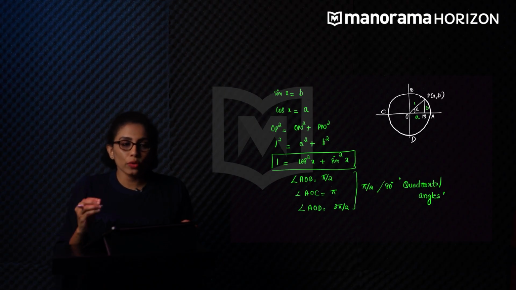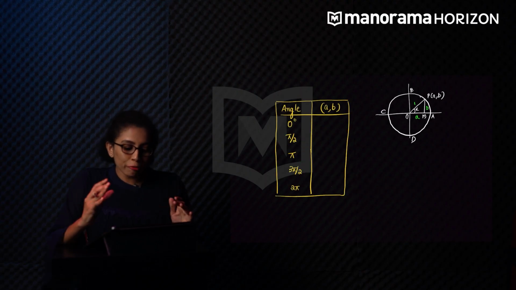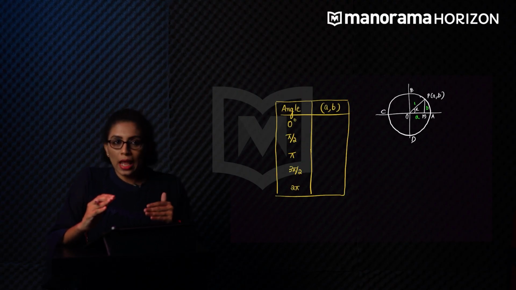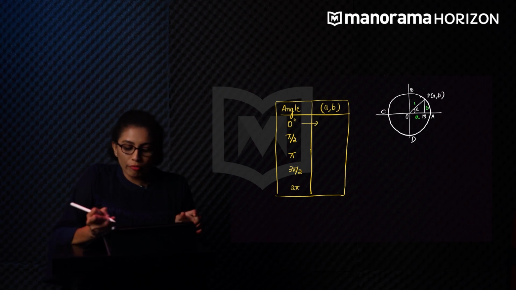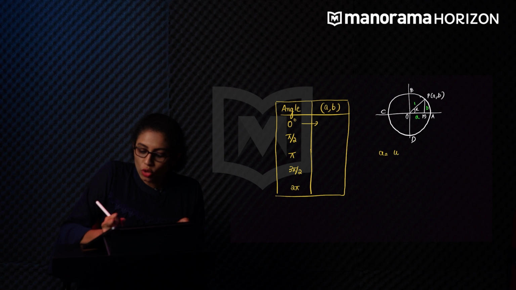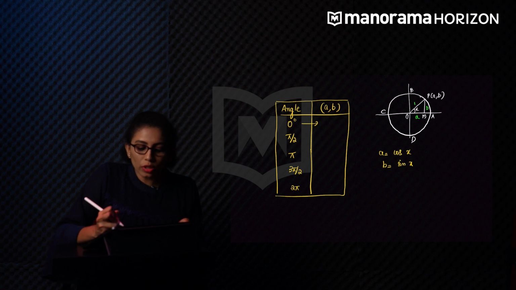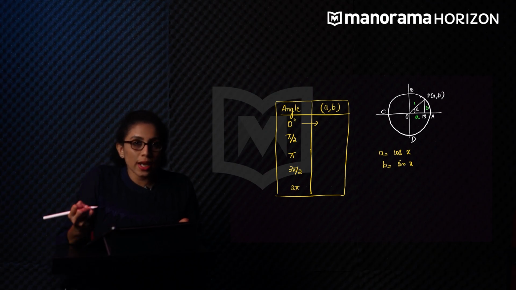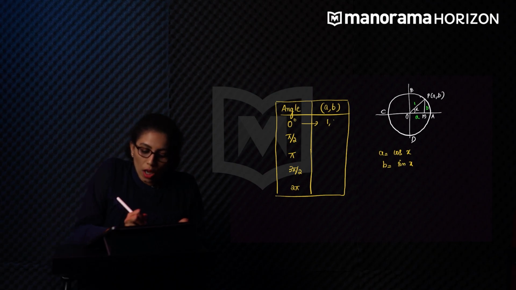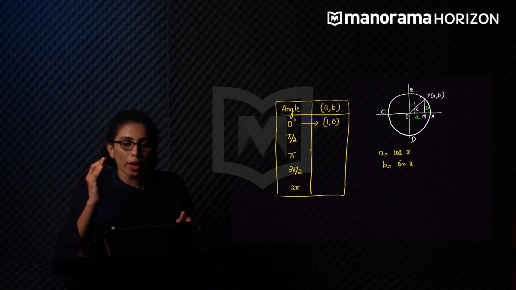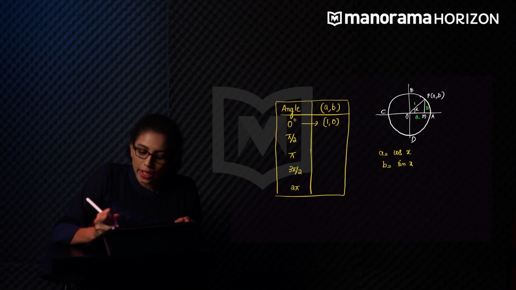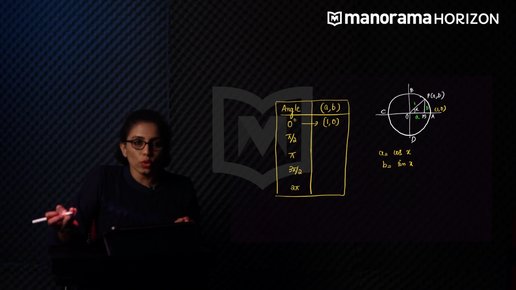Now we have to find the values for various quadrantal angles. Corresponding to 0 degree, A comma B, where A is equal to cos X and B is equal to sin X. Substitute the value 0 in cos X and sin X, we get 1, 0. That means when the angle is 0 degree, it corresponds to 1, 0. That is at point A, it is 1, 0, right?